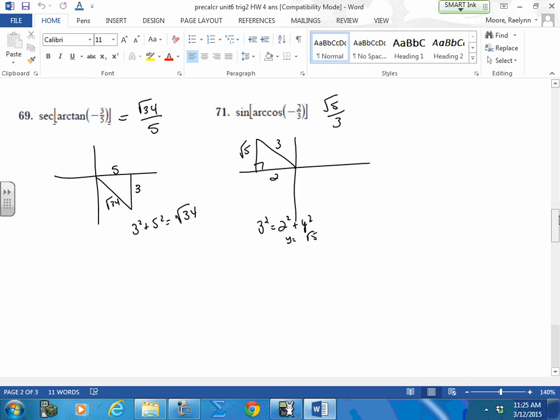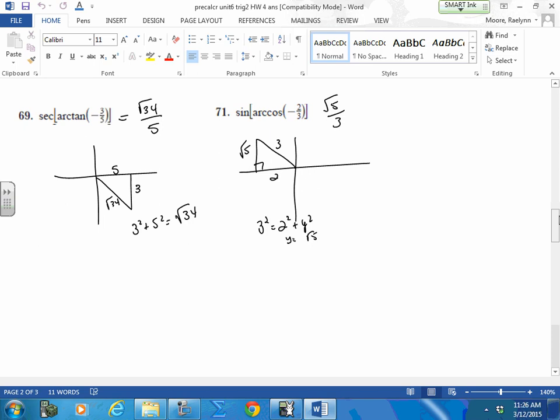71, go to the parentheses first. A restricted cosine of negative. Well, cosine is restricted to quadrants 1 and 2. So the negative has to be in quadrant 2. You don't need to find the angle, you need to find the sine. How do you know where to put the triangle?